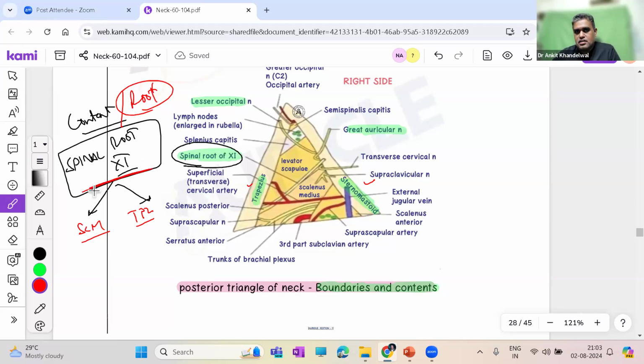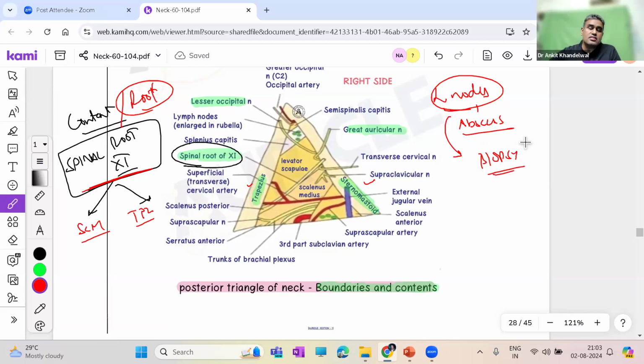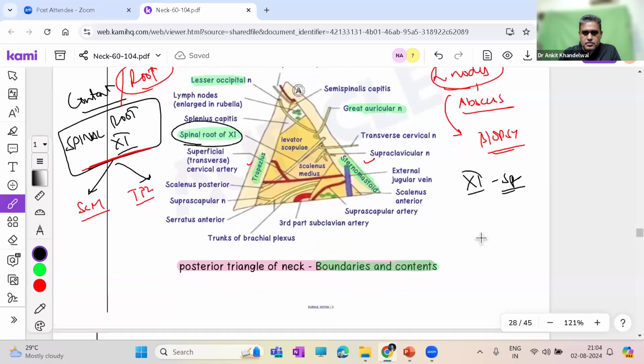In this posterior triangle you also have various lymph nodes. If there is some abscess in these lymph nodes, or, clinically, a lot of biopsies are done. Suppose there is Hodgkin's lymphoma, or some other cancer around the head and neck; you have to take a biopsy from here. While doing these biopsies, the pathologist or the surgeon has to be very careful not to damage the spinal root of the accessory nerve. That is the whole point, and this is why the questions do come. Understand this, right? So these are all the contents.